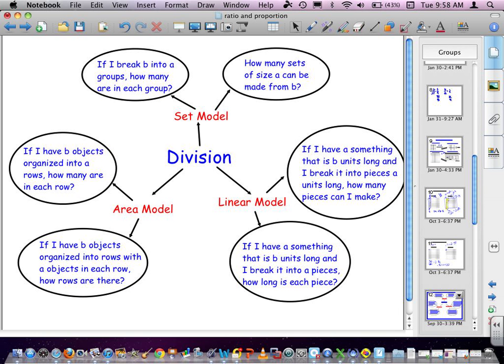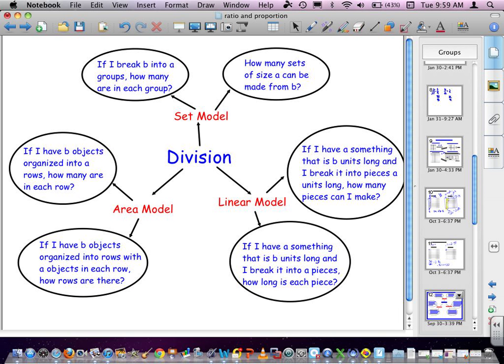Okay, let's talk a little bit about division. We know that division is kind of weird and wild. It can mean lots of different things. One of the things it can be is a set model. I take B, some quantity, and break it into A groups. So I take 20 and break it into 5 equal groups. How much is in each group? But it can also mean I take 20 and break it into groups of 5. How many groups do I have? So it has that double nature.